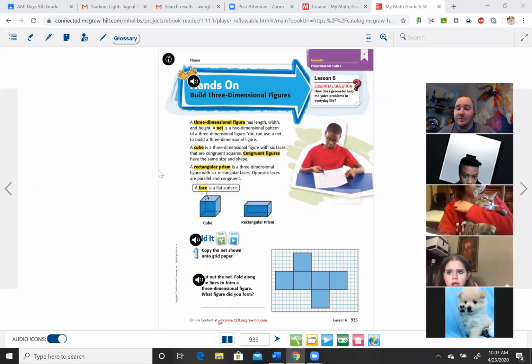So a cube is a three-dimensional shape composed of squares. So we have to keep that in mind.